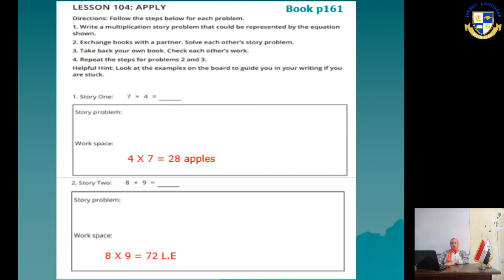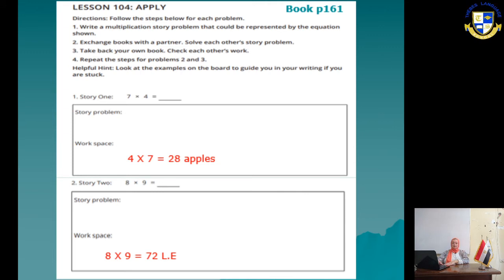Number 2, we have 8 times 9. 8 times 9 equals 72. We want to write the story problem. Okay, so we are going to say that Salma bought 8 pencils. Each one costs 9 LE. How much money did she pay?